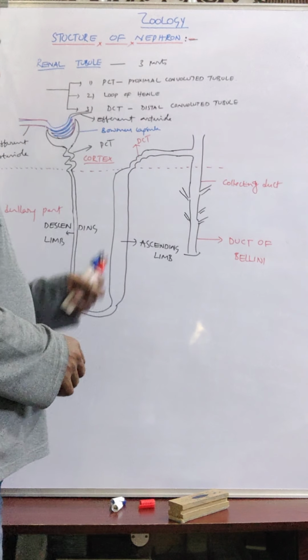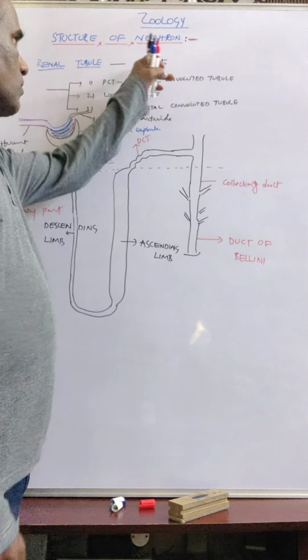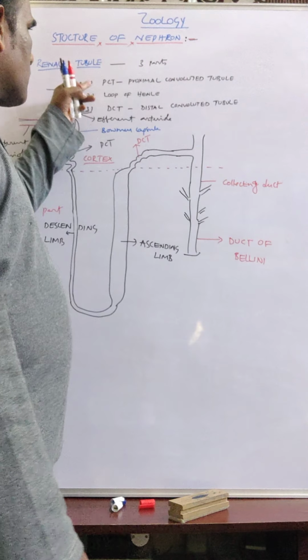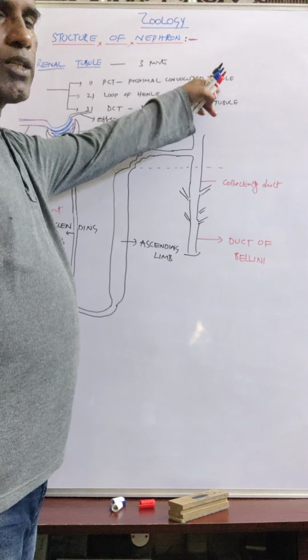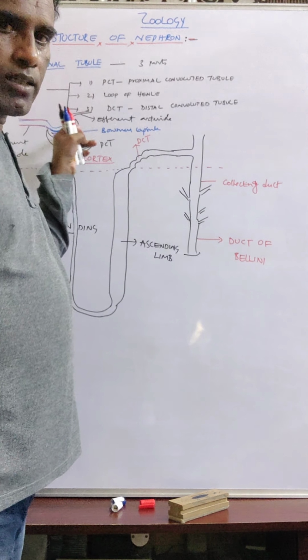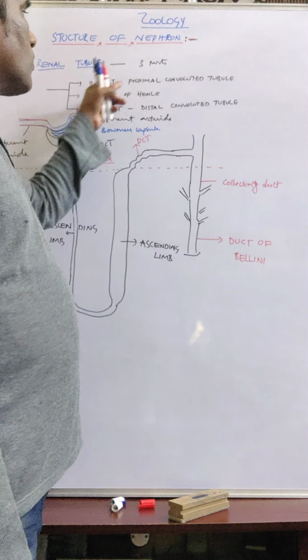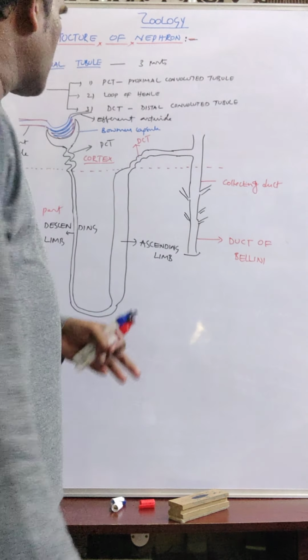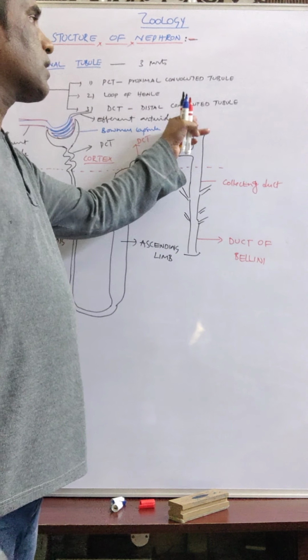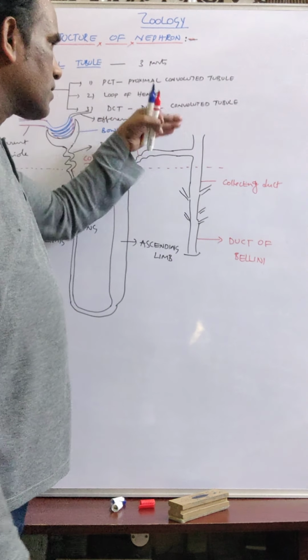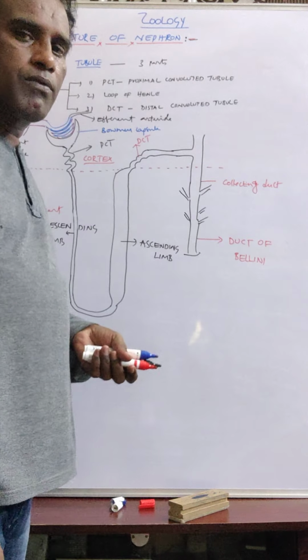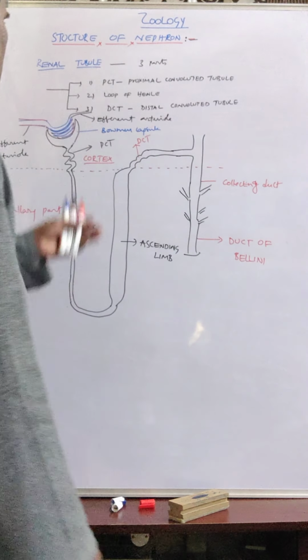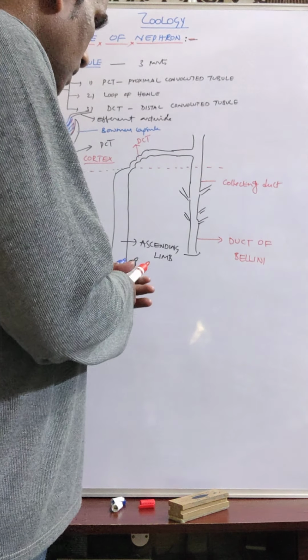So now look at a glance again at the renal tubule. The renal tubule consists of three parts. They are PCT, proximal convoluted tubule, which lies in the cortex of the kidney; the loop of Henle, which is present in the medullary part of the kidney; and DCT, the distal convoluted tubule, which again is present in the cortical part of the kidney. Let's take the PCT.